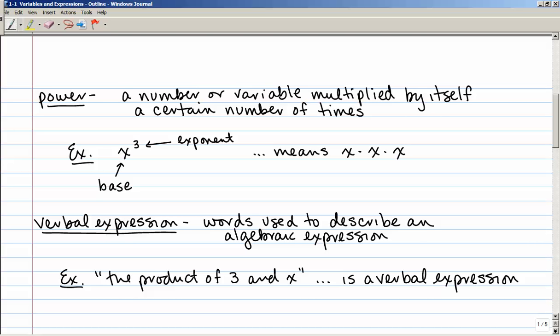A verbal expression is the words that we use to describe an algebraic expression. So for example, the words the product of 3 and x is a verbal expression. That, written as an algebraic expression, would just be 3x, or 3 times x.